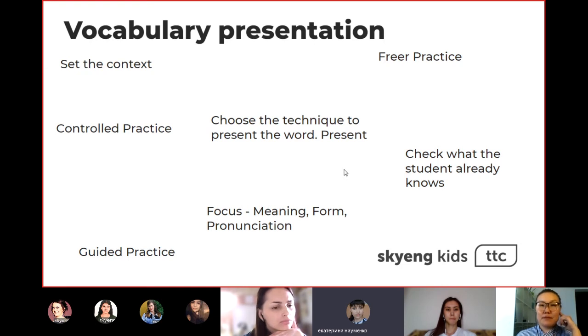After that, I will choose the technique to present the word. Maybe I will start with sounds, pictures, something like that. Then I will focus on meaning of this word, pronunciation, and so on. Then we'll go to practice: controlled practice, guided practice, and free practice at the end. Maybe that's just my point of view. Maybe I'm not correct, but somebody will add something to my opinion.